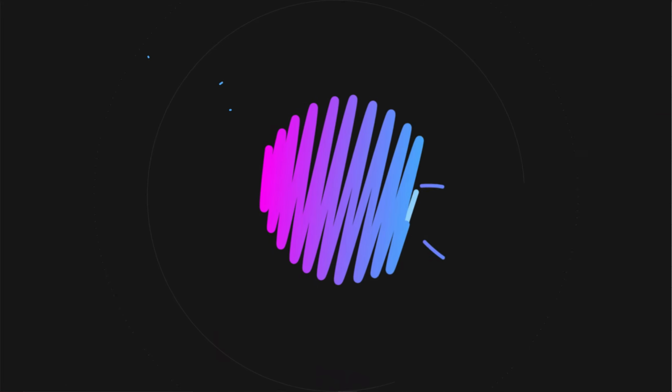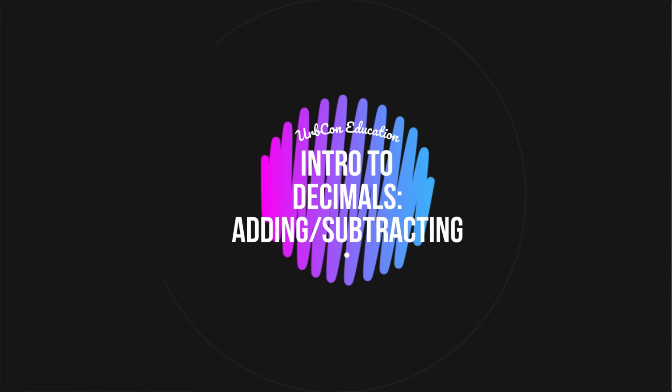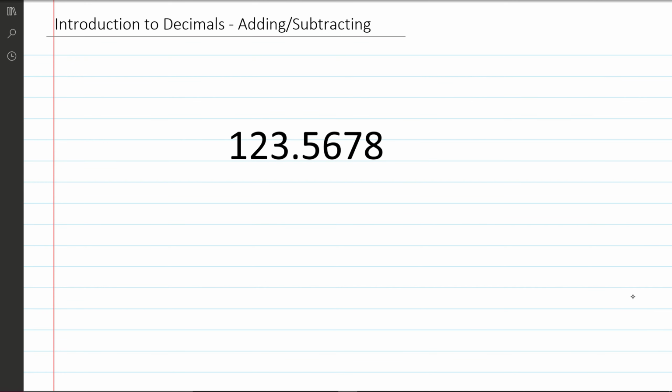Going to look at decimals. And let's start out with this number right here. We see 1, 2, 3, decimal point, 5, 6, 7, 8. Everything to the left of the decimal point will be the whole number. And then everything to the right of the decimal point will be the decimal number, or that part of the whole.